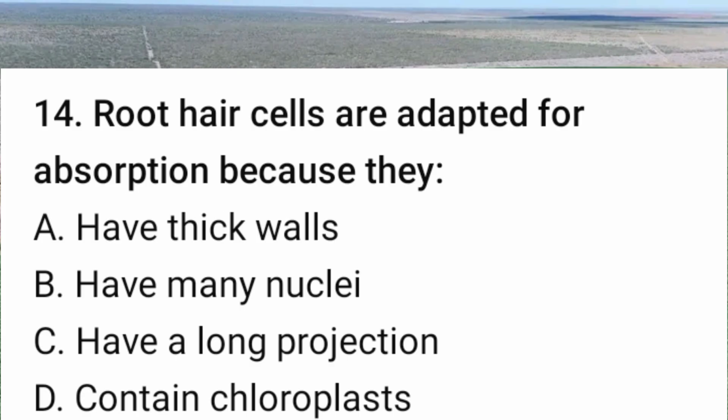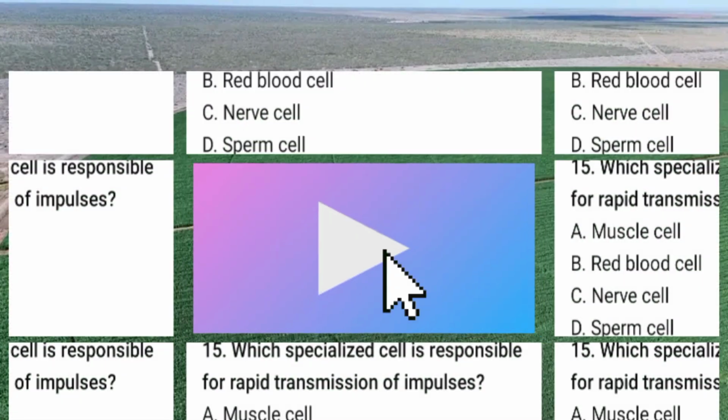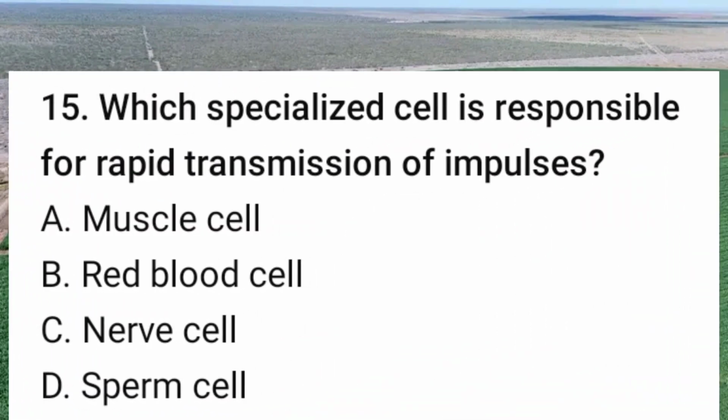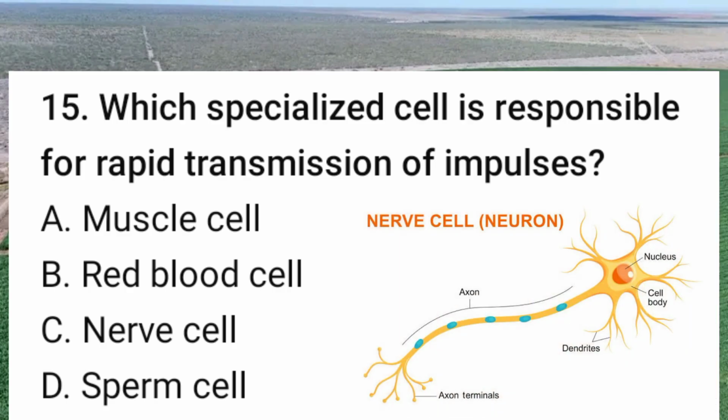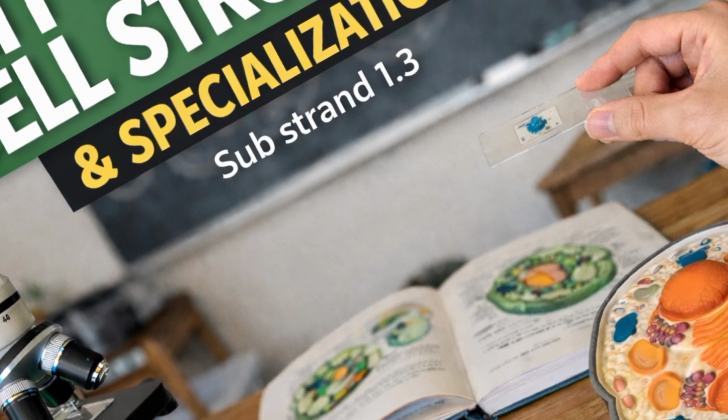Question 15. Which specialized cell is responsible for rapid transmission of impulses? Muscle cell, red blood cells, nerve cell, sperm cell. The answer is C, nerve cell.